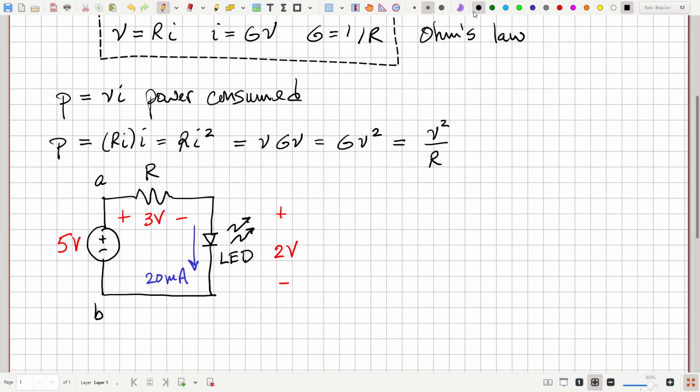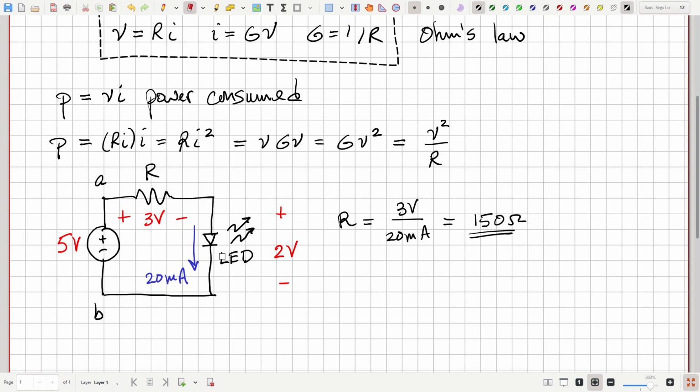And now we know the voltage for the resistor, and we know the current, because by Kirchhoff's current law, that 20 milliamps in the LED must flow through the resistance. And therefore, we can solve for the resistance. R is 3 volts over 20 milliamps, and that is 150 ohms. So this is a so-called current limiting resistor. We put it in the circuit to limit the current that flows through the LED.